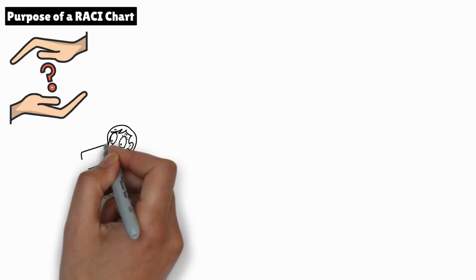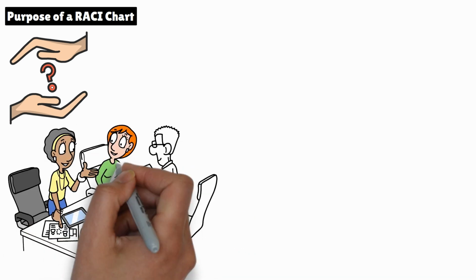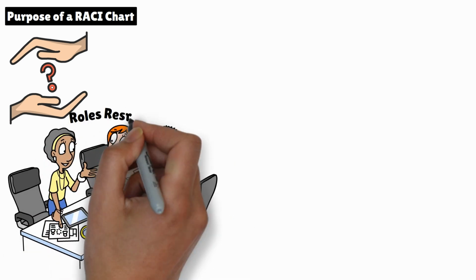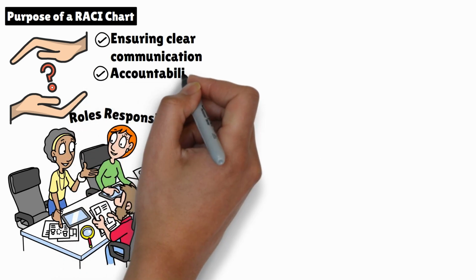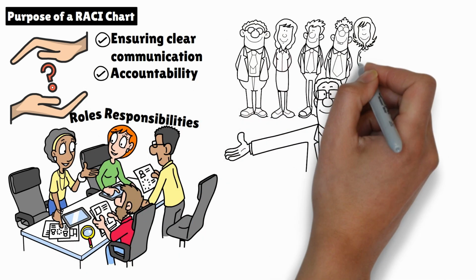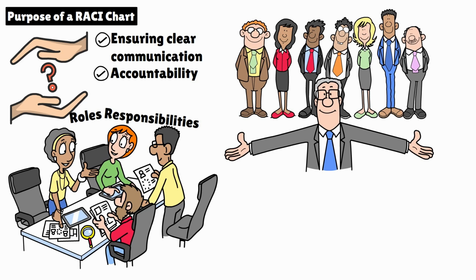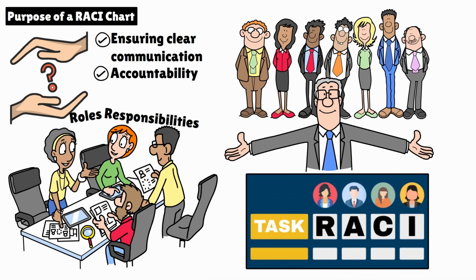So, why is the RACI chart so important? Its primary purpose is to eliminate confusion over roles and responsibilities, ensuring clear communication and accountability. Especially in large or cross-functional teams, the RACI chart prevents overlap in roles and makes sure nothing falls through the cracks.